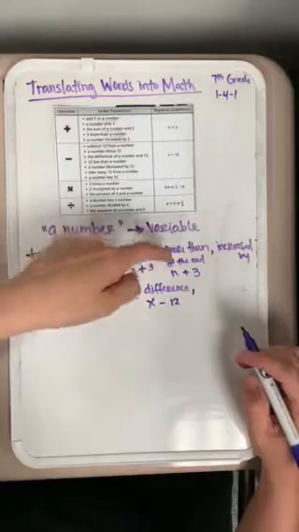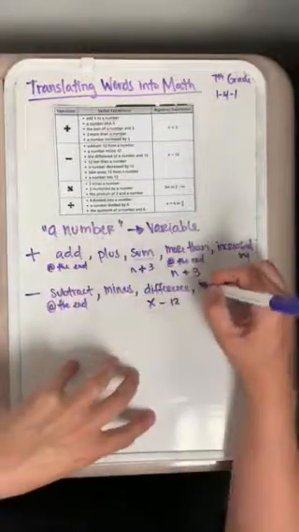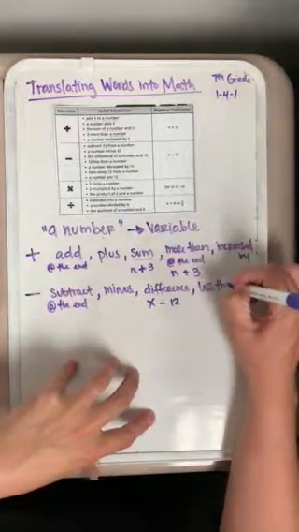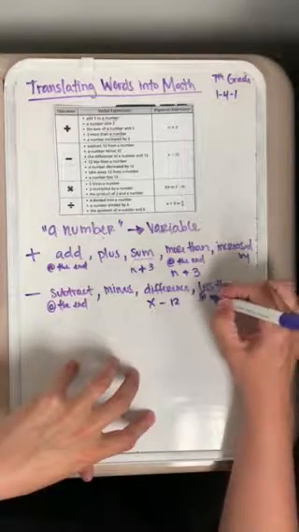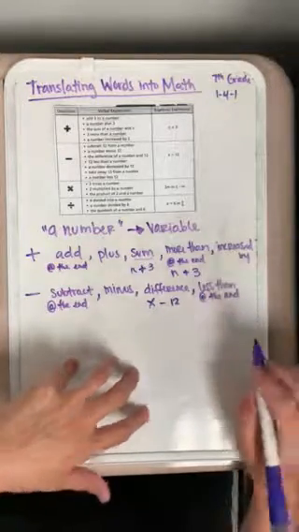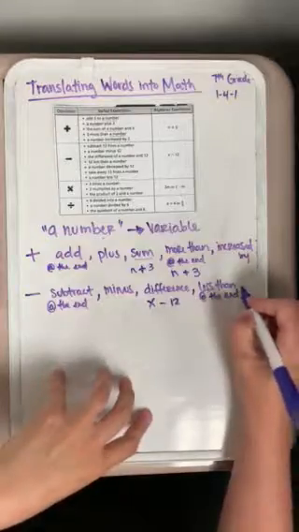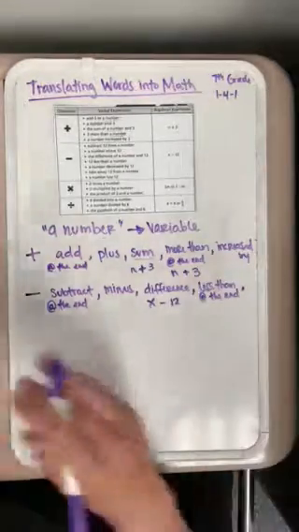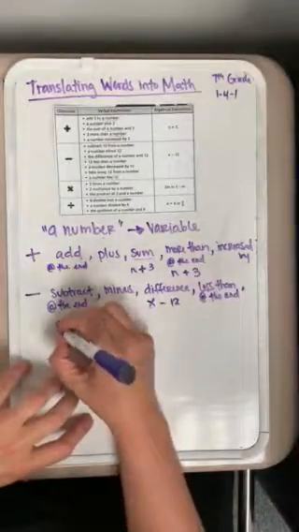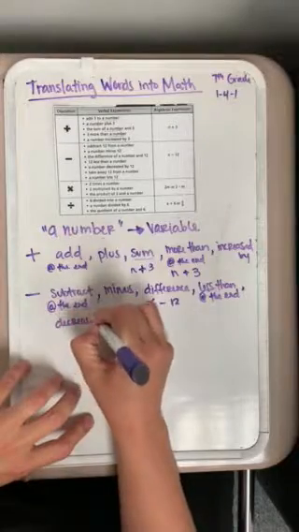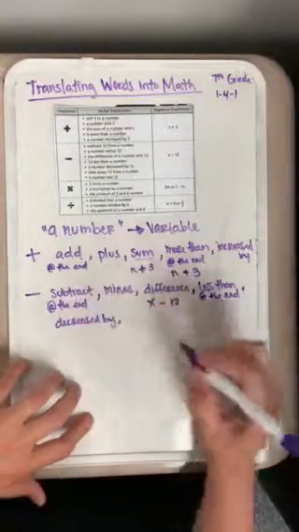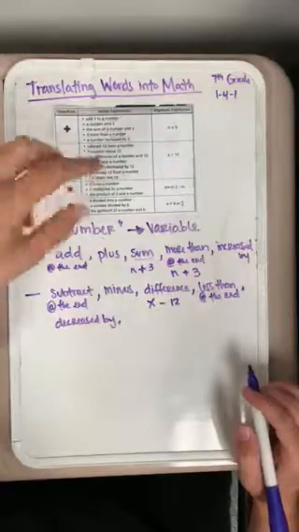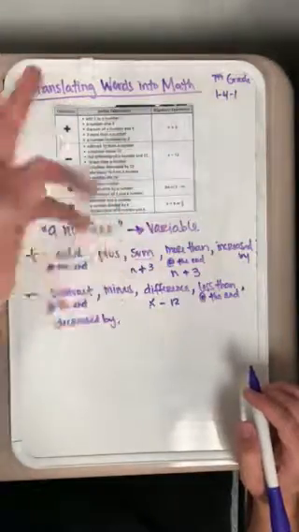Less than is like our more than. It's going to be at the end. Less than at the end. A number decreased by 12. That's nice because it just goes left to right. So decreased by. Take away 12 from a number, so that one's going to be at the end too.